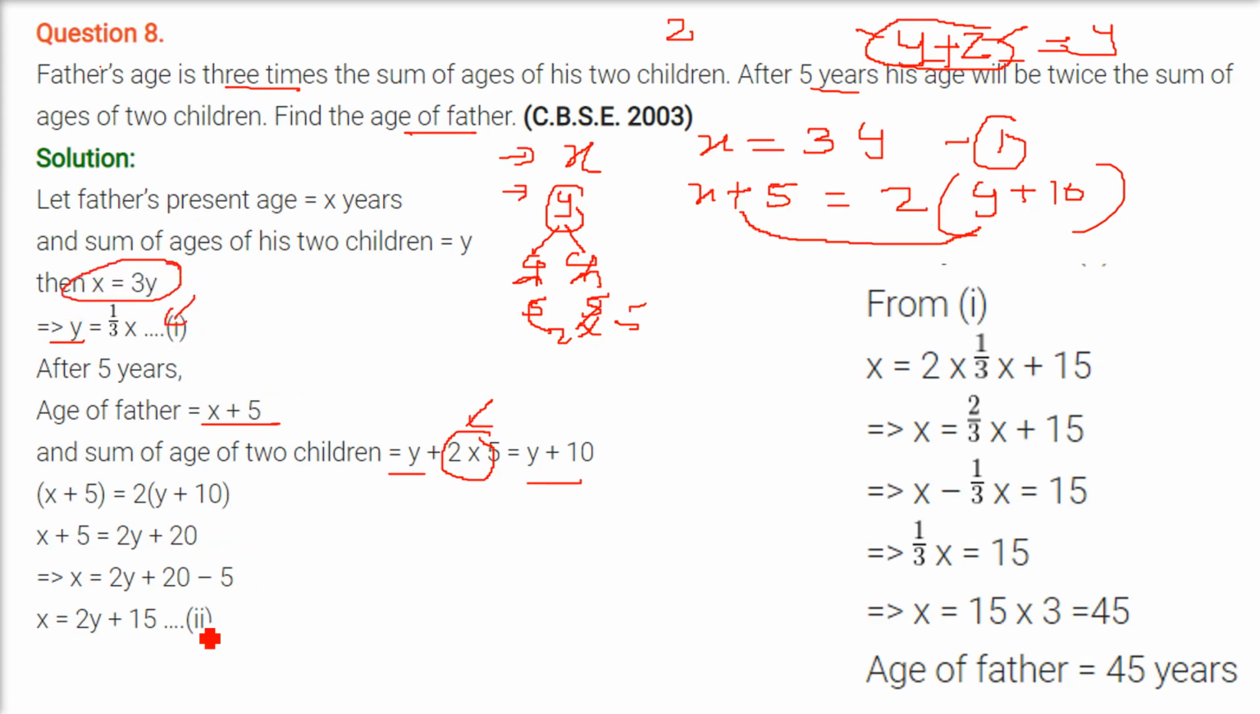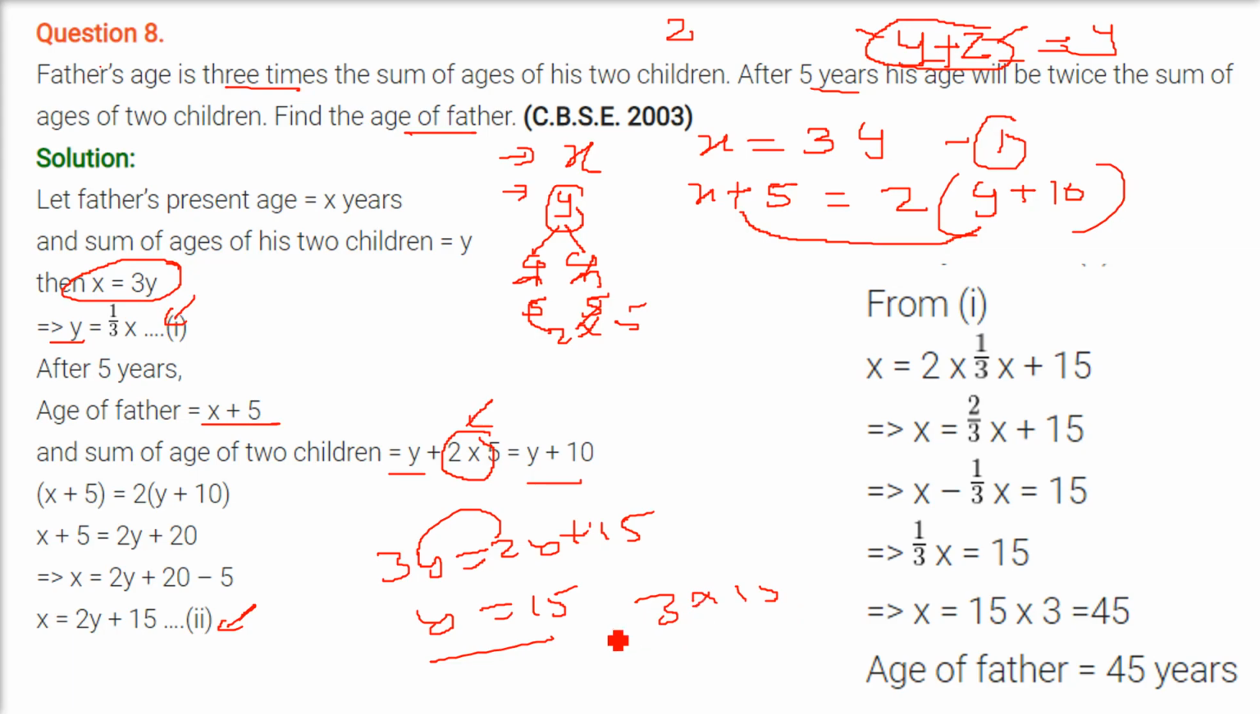and let me solve it for you. X equal to 3y, put it here. X is 3y, so 3y equal to 2y plus 15. So bring y here, y will be equal to 15. So this is the sum of the age of two kids. And what is the age of father? 3 into y, so 3 into 15. So x will be equal to 3 into 15, which is 45. So age of father is 45. Sum of the age of sons is 15.